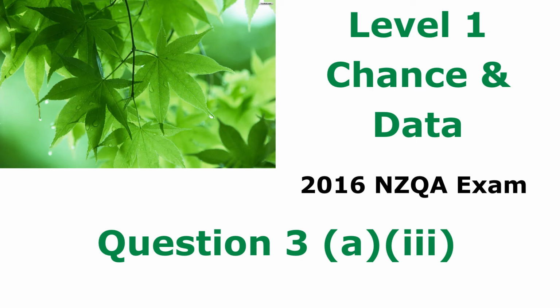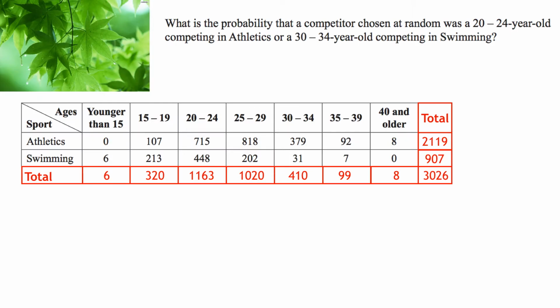Here is question 3A, part 3. So our question's asking about the probability a competitor chosen at random was a 20 to 24-year-old competing in athletics, or, now there's an important word, a 30 to 34-year-old competing in swimming. Okay, so as soon as I see that word "or", I know I've got to think "or" in probability means I'm adding. So I've got two different probabilities here that I need to add together.